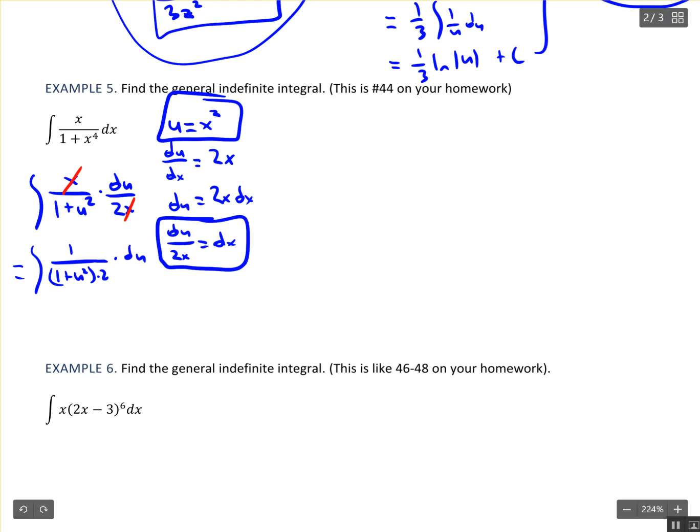So what I like to do is pull that 2 out in front, but it's on the denominator, so it's a 1/2. So I like to write it this way: 1/2 times the integral of 1 over 1 plus u squared du. What's the antiderivative of 1 over 1 plus u squared?